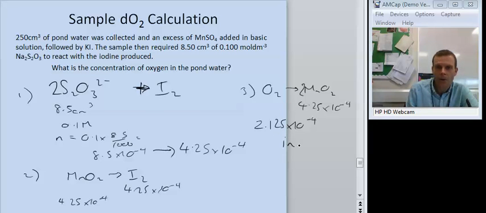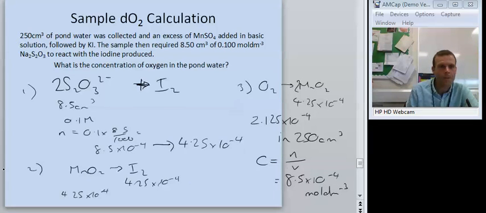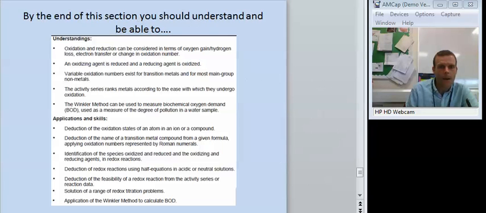And that number of moles of oxygen is in 250 centimeters cubed. That's my sample size. So then working that out as a concentration is N over V, which means my concentration is going to be 8.5 times 10 to the minus 4 moles per decimeter cubed. Right, that's what we've covered.